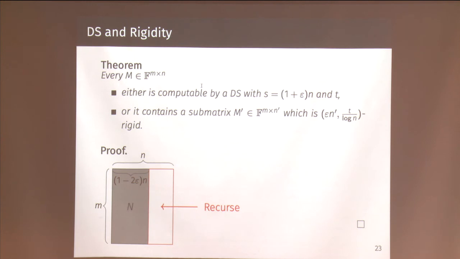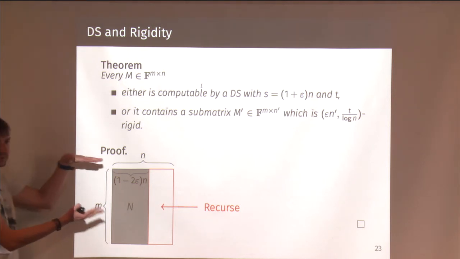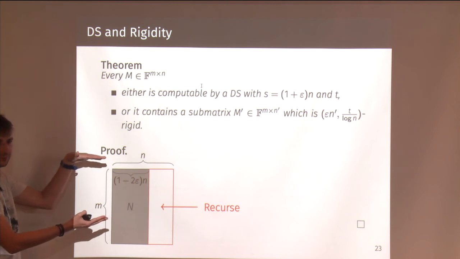Make sense? Yeah. So what about the size of n prime? What about n prime? Yeah, so Anna says normal people define rigidity for square matrices. Why do you, Sasha, define it for rectangular?